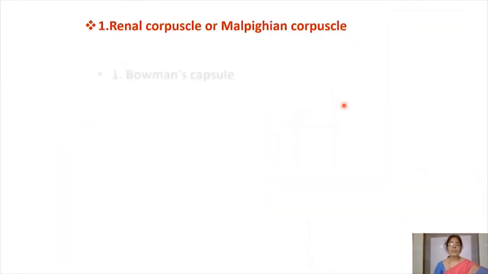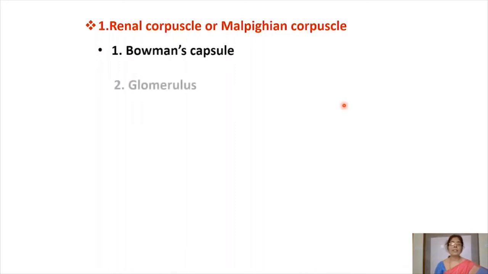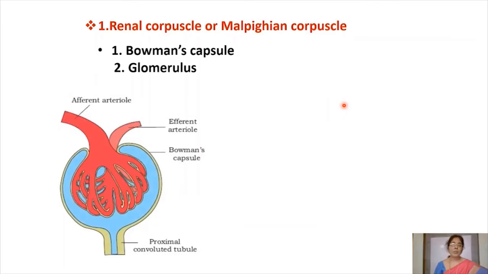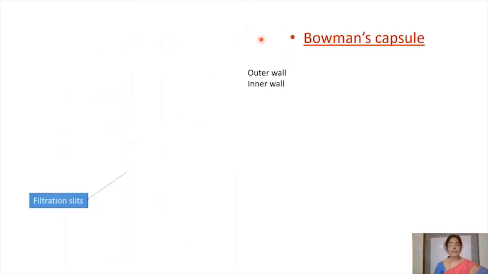Coming to the structure of Malpighian capsule, it has 2 main parts. Those are Bowman's capsule and glomerulus. This blue colored cup-like structure is the Bowman's capsule, and red colored network of capillaries is the glomerulus. So Bowman's capsule and glomerulus, these 2 are the parts of Malpighian capsule.